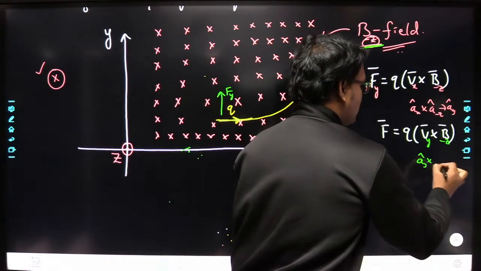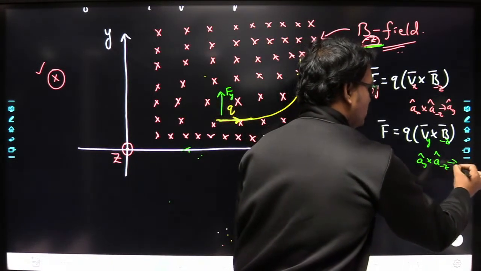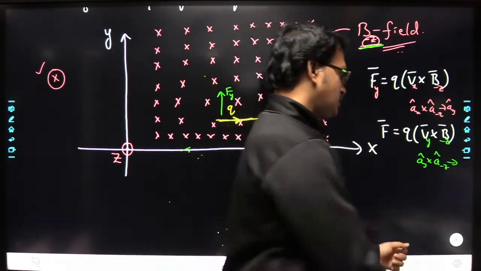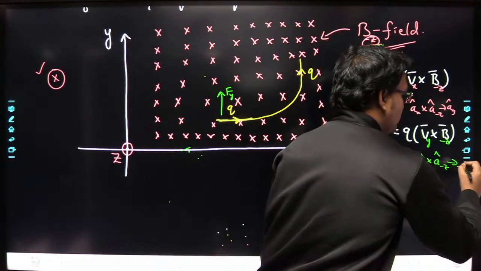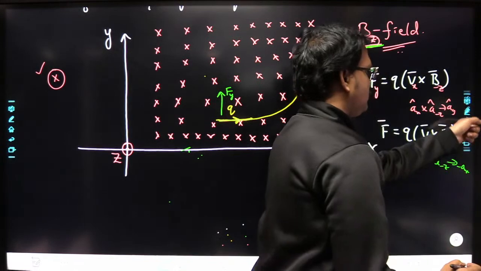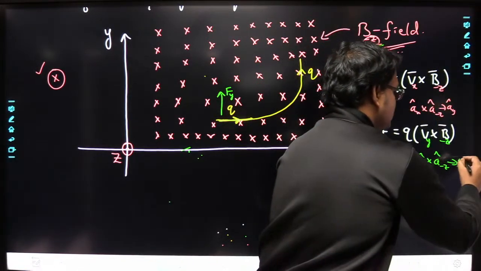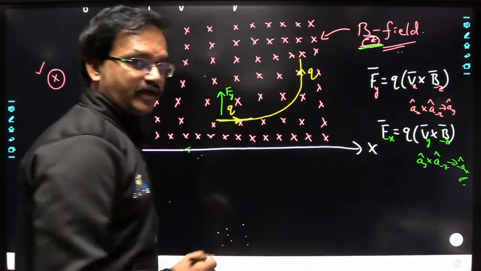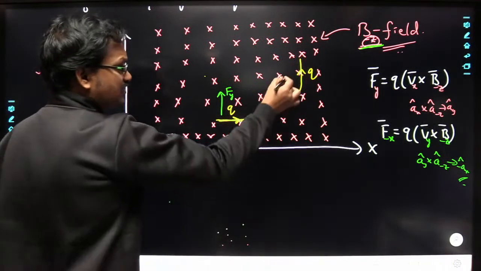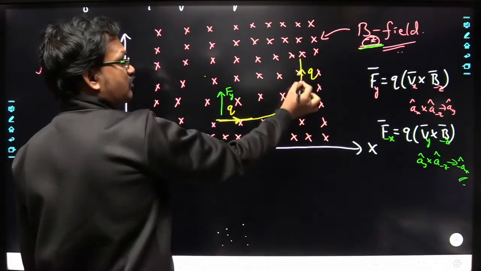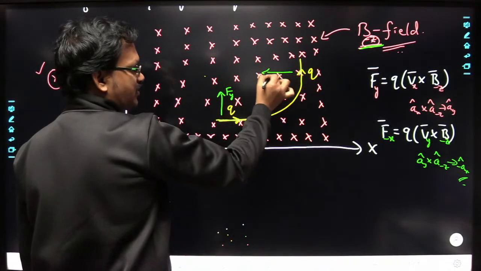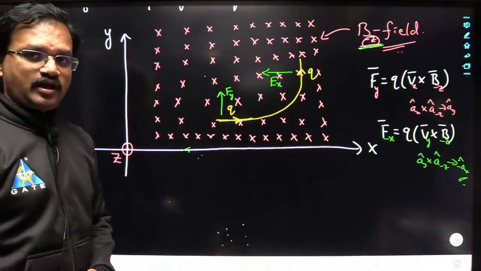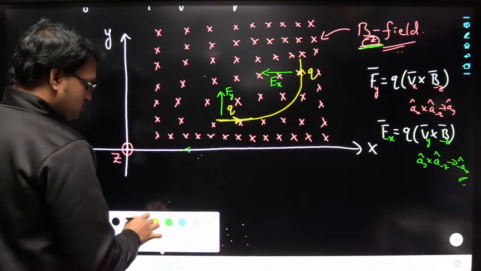So what are you going to get here? Ay cap cross minus Az cap. Ay cap cross Az cap is Ax cap. Here you are having minus, so that means you are going to get minus Ax cap, right? So the force it is going to experience is in the negative x direction. So whenever this charge is moving in y direction, it is going to experience a magnetic force in negative x direction, right?